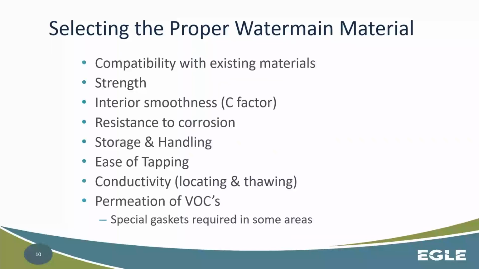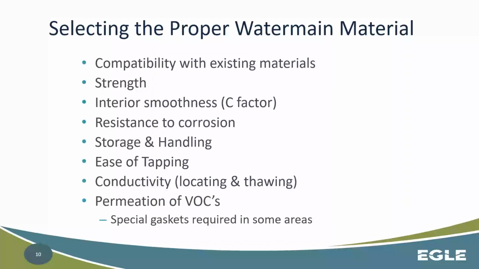So selecting the proper water main material, there's lots of things that go into getting the proper material that fits your system. Obviously there's this whole list here: compatibility of existing materials, the actual strength of the piping itself, whether that's stress or crushing strengths, the internal smoothness, or the C factor is what we typically describe that as. Okay. Resistance to corrosion, both interior and exterior. The storage and handling of those water mains, ease of tapping for that corporation fitting, and then conductivity. So that's for the locating or potentially thawing aspects of that.